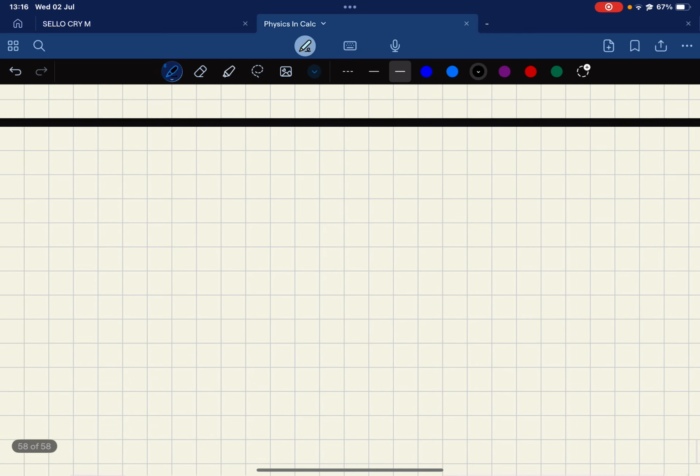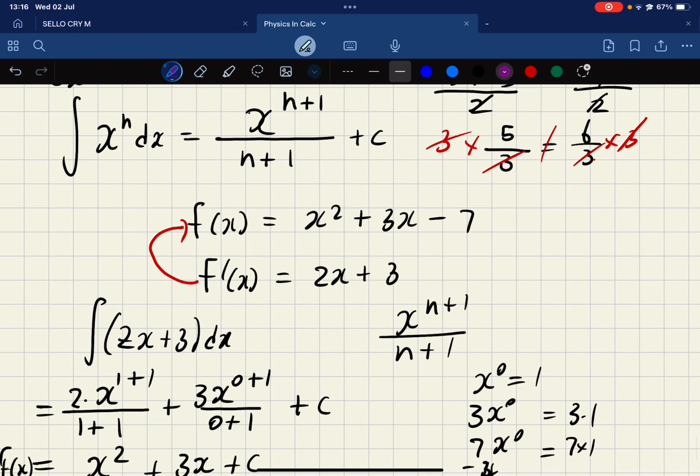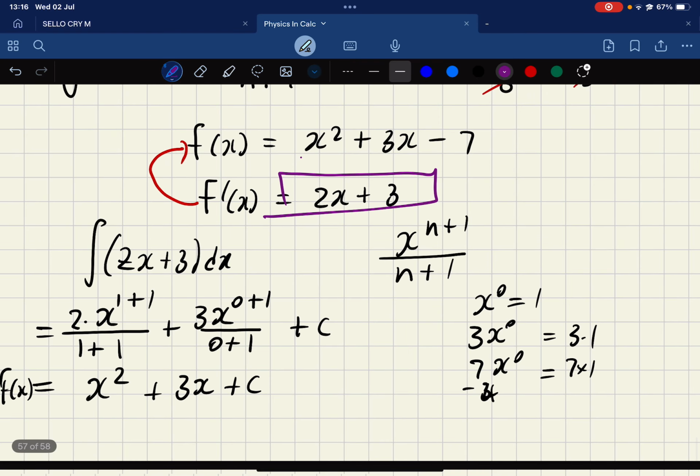Remember, our f prime of x was what? This was our f prime of x. We integrated it, then we got x squared. Here is x squared. Then 3x, here is 3x. Then plus c. Then our c is what? Is a number. It cannot always be -7. The reason why, because the derivative of any constant is 0. Meaning the derivative of -10 is 0. So we cannot assume what was there, because it can be different types of numbers that were there.